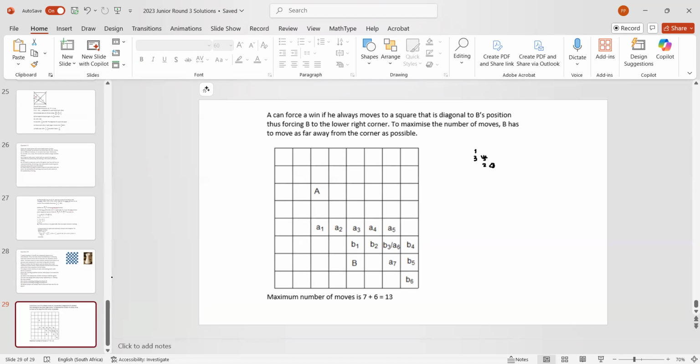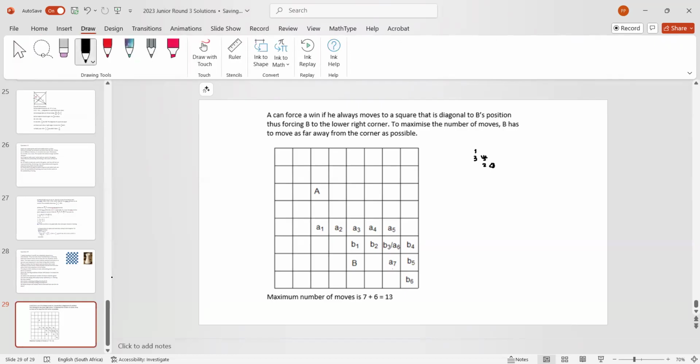Comes down here until he comes to this, and then B comes down, A comes down, B comes down. So you can see how many moves there are altogether. B makes 6 moves, and A makes 7 moves. So altogether there are 13 moves in this problem.